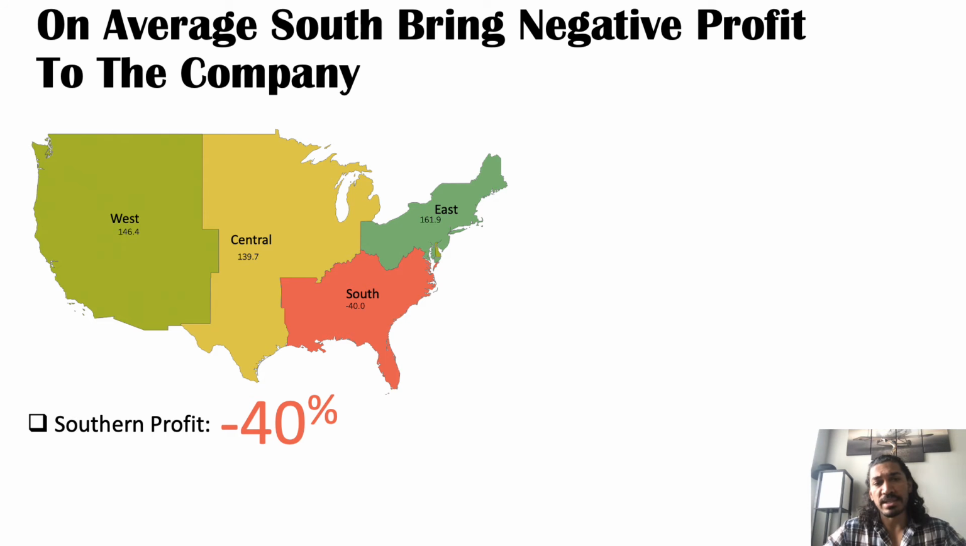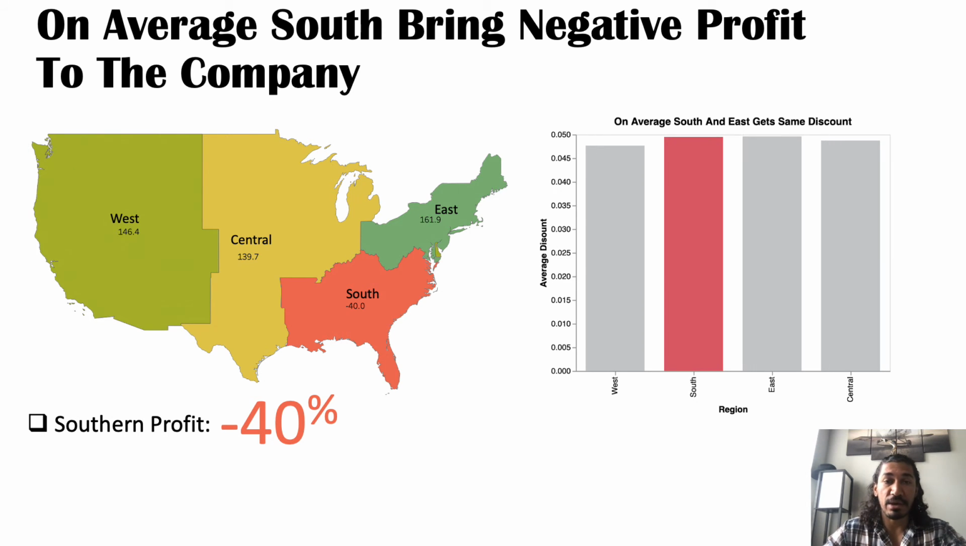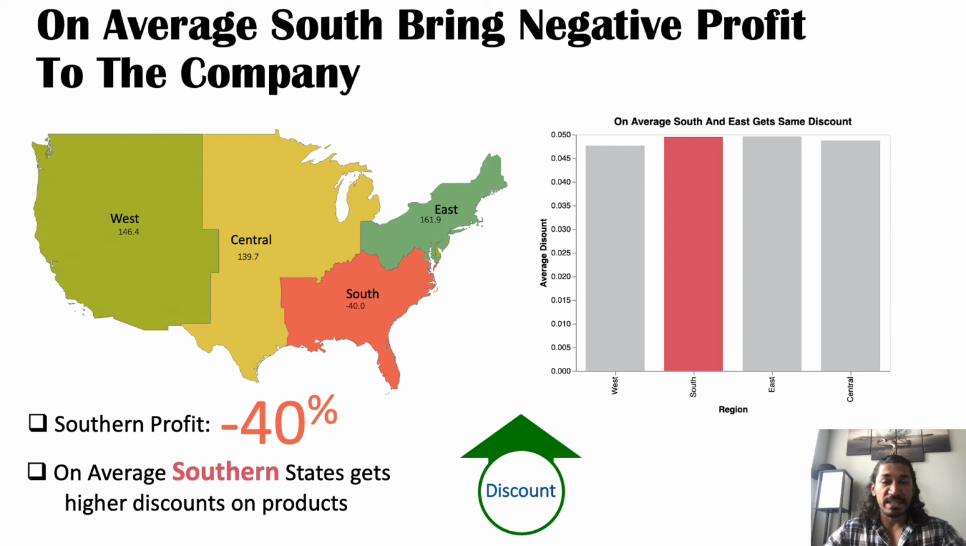Now let's see if giving discounts helps, but not really, because we give more discount to the Southern region, the highest of all four regions, but the profit it brings is not so great. So what we are seeing here is that even though the South gets a lot of discount, the profit it brings is pretty low.